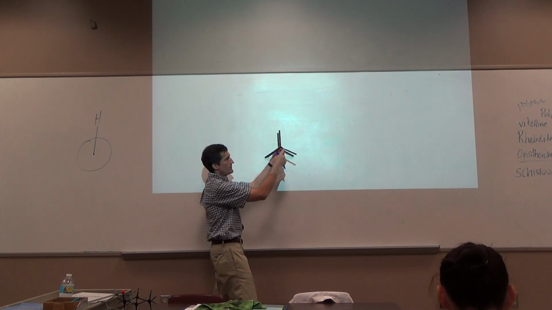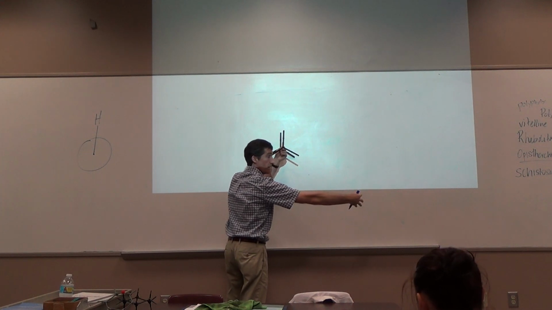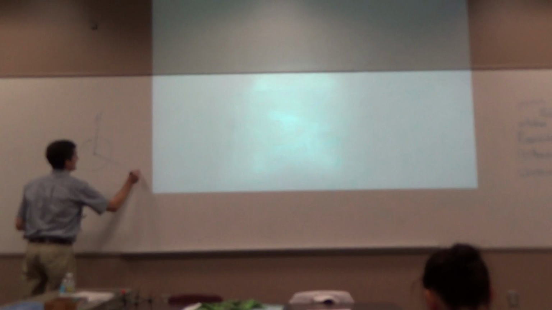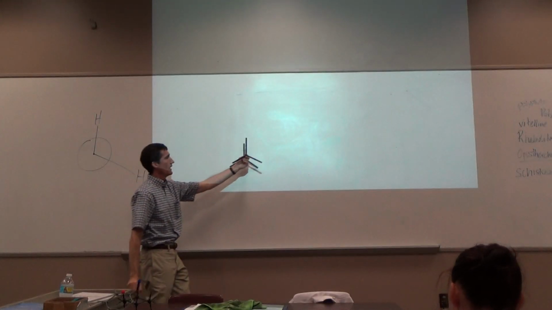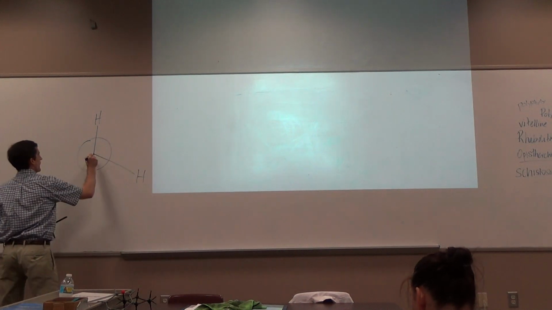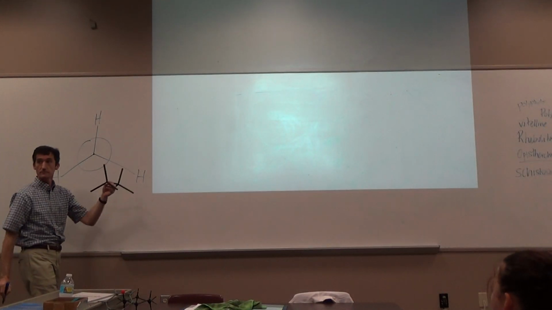Now also on the front carbon, there's an H going that way to my right. Okay? A little bit down. So this is like this. Also on the front carbon, we got an H coming this way. So we got something like that. That's the front carbon.